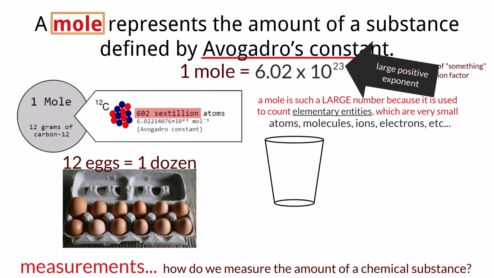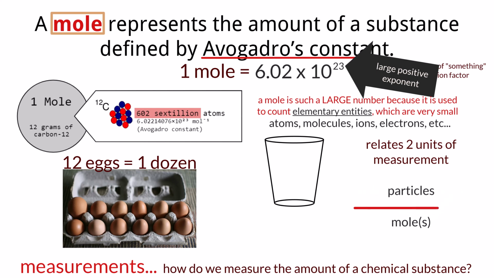Because Avogadro's number relates the two units of measurement, which are particles and moles, we can use this value as a conversion factor between the two. In this case, we would take the number of particles, 6.02 times 10 to the 23rd, and place it over 1 mole, which can be used as a conversion because dividing this out equals 1.